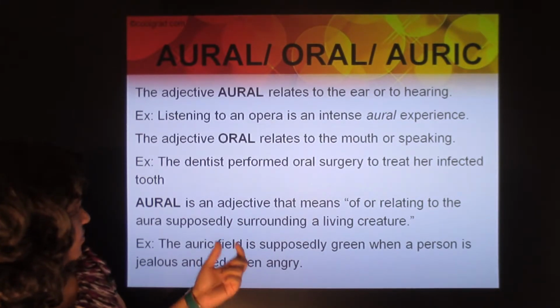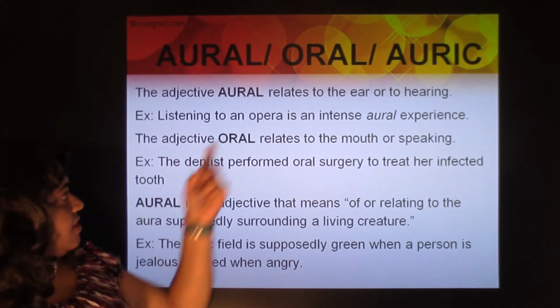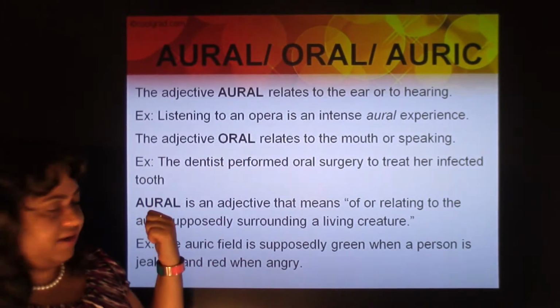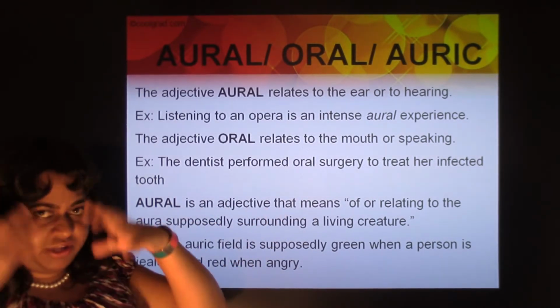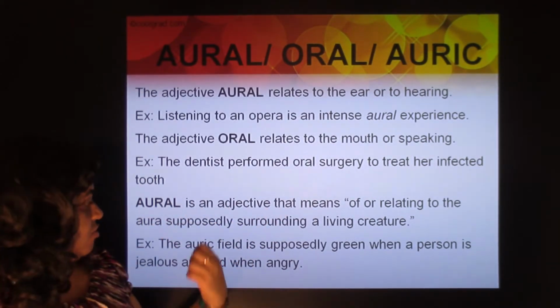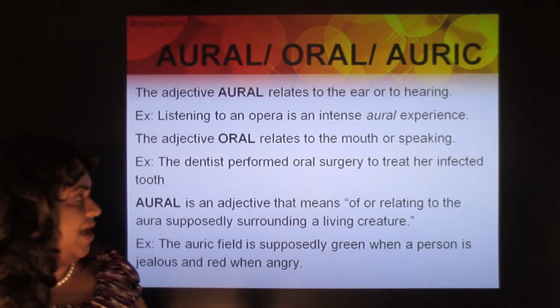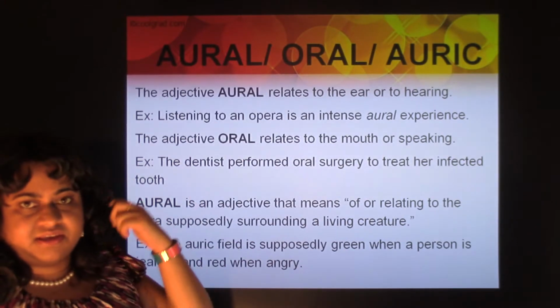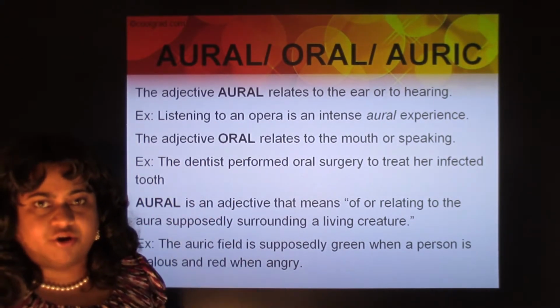Here actually it means to say auric. I'm sorry, there's a mistake here. So there's aural, oral, and this is auric. So the auric field, we talk about the auric field surrounding a living creature. So the auric field is supposedly green when a person is jealous and red when angry. Aural is hearing, oral is related to the mouth, and auric relates to the aura.